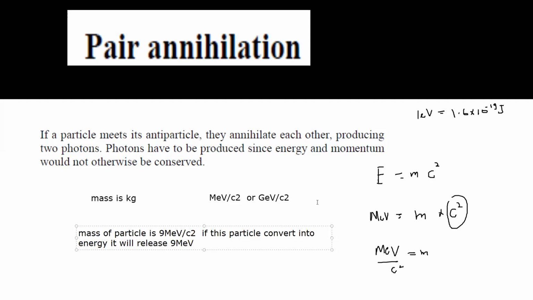Is the concept of annihilation clear? Yes. Okay, so copy this: pair annihilation, or annihilation. And write this formula as well, E equals mc squared. The unit of mass can be in kilogram, but other units are mega electron volt or giga electron volt per c square.